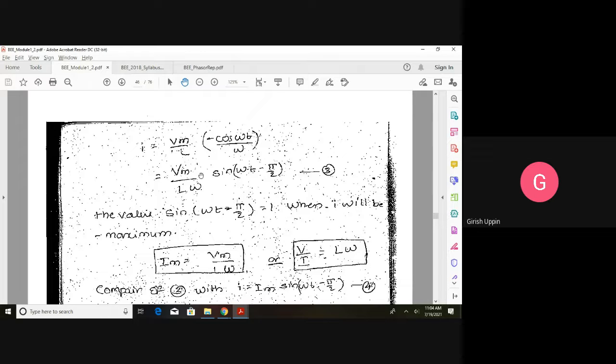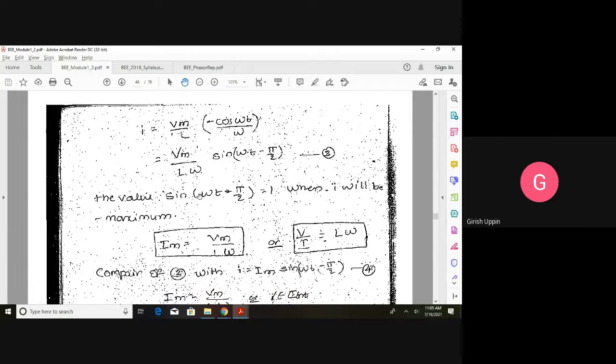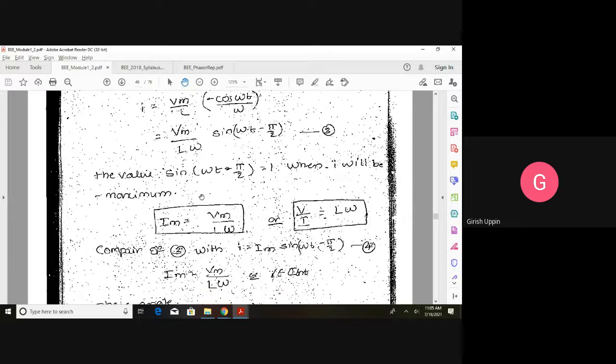And this is Im is equal to Vm by L omega. And what is this omega L? Omega L is nothing but what is called the inductive reactance XL. From this equation, Im is equal to Vm by L omega, or we can write it in terms of the RMS value. This divided by root 2, this divided by root 2, this is RMS V, this is RMS I. V by I is equal to omega L.